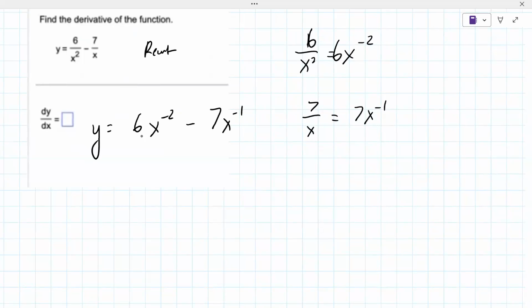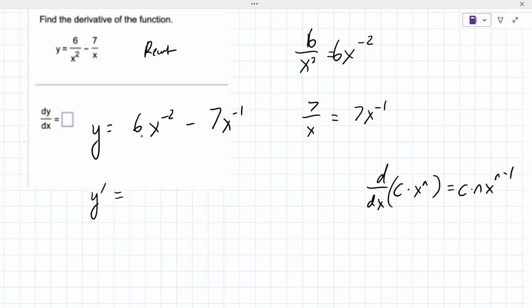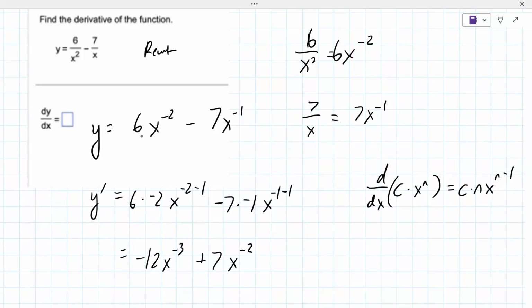If you have questions on these rules, please let me know and we can cover them in more detail. But now it's just like before. It's the constant times x to the n, so it becomes c times n x to the n -1. You're bringing that exponent down. The derivative y prime or dy/dx is 6 times -2 x to the -2 -1, minus 7 times -1 x to the -1 -1. Depending on your comfort level, you can do all this by hand or use the calculator. It doesn't matter. If you're unsure, just don't make the mistake of thinking that's 0 on the right.